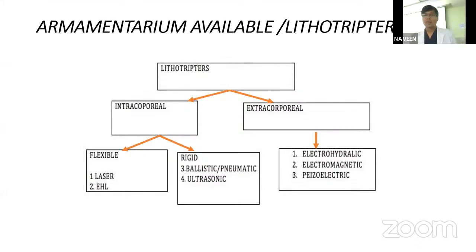Various types of lithotripters are available right now. They are divided into intracorporeal and extracorporeal types. Extracorporeal lithotripters work from outside of the body, while intracorporeal lithotripters work inside the body. Intracorporeal types are divided into two groups: flexible and rigid. In flexible, we have laser and electrohydraulic lithotripters, while in rigid we have ballistic and ultrasonic lithotripters. Extracorporeal lithotripters use a few types of generators: electrohydraulic, electromagnetic, and piezoelectric.